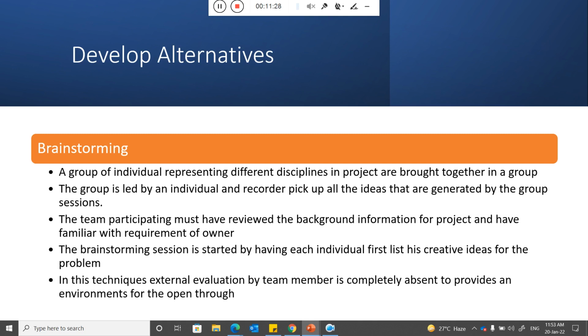In industry, brainstorming is basically done on that particular product. How you select who will take part in that brainstorming meeting? The alternative means we are getting the optimum type of alternative. Here some guidelines are given: a group of individuals, representatives from different disciplines in a project, are brought together in a group.